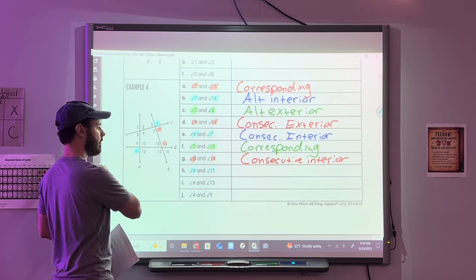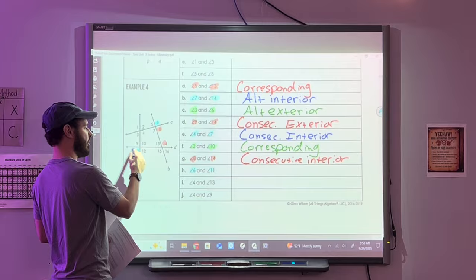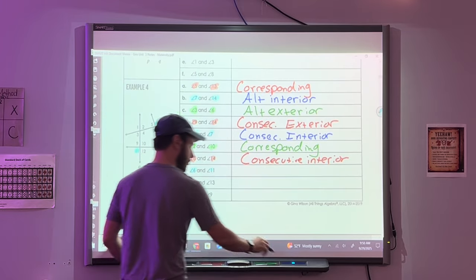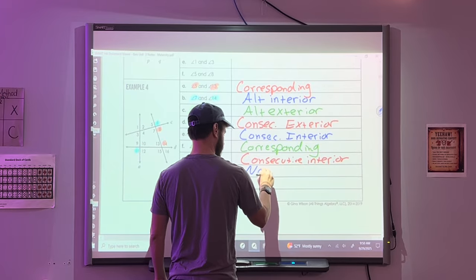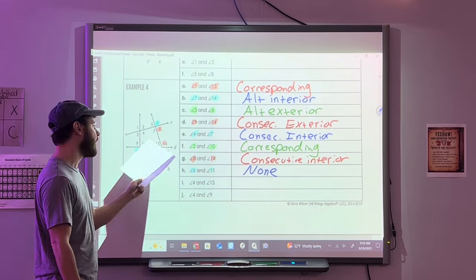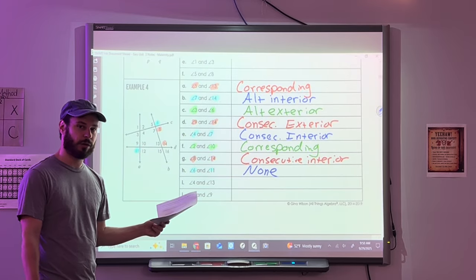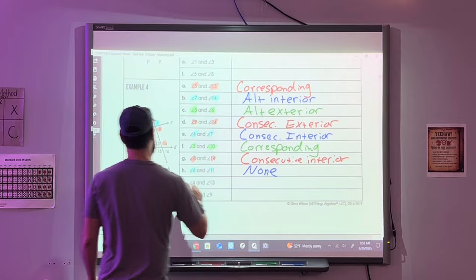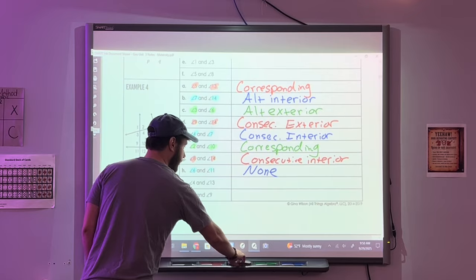11's over here, that one's over there. They're on complete opposite sides. They don't have a touch point. So this is actually one of those ones that's none. Sometimes you will have no relationship. You have to have them both on the same line for any of this to work. So if that's not happening, you don't have a relationship. Okay. I wanted to get that example out of the way so we can stop there.